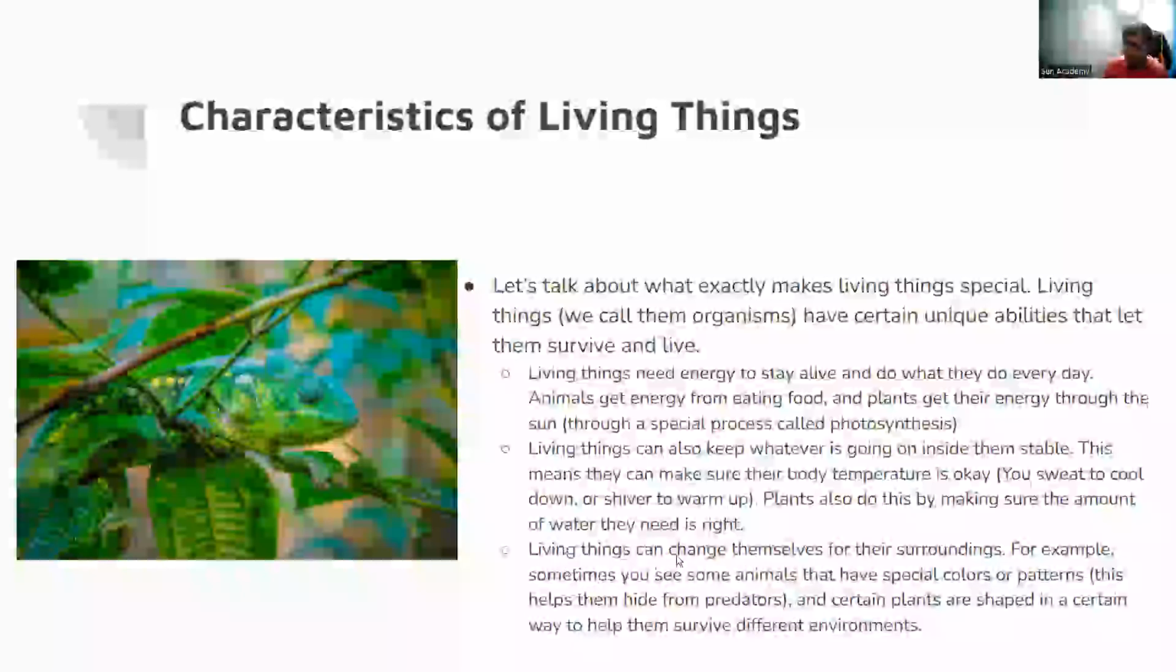Last but not least, living things can change themselves for their surroundings. So, for example, sometimes you see some animals that have camouflage. Maybe you've seen this in pictures or maybe in National Geographic. They have special colors or patterns that let them hide from their predators or animals that eat them. And certain plants are shaped in a certain way to help them survive different environments. So, for example, right here we have a chameleon. That's a type of lizard that kind of blends in with its environment. As you can see, it's kind of green here, blends in with the leaves.